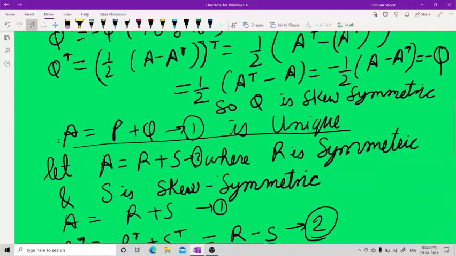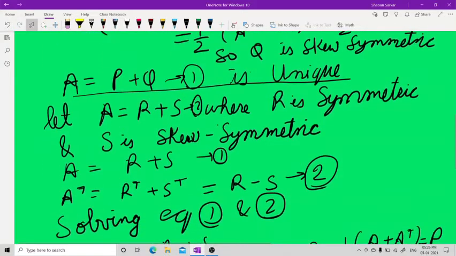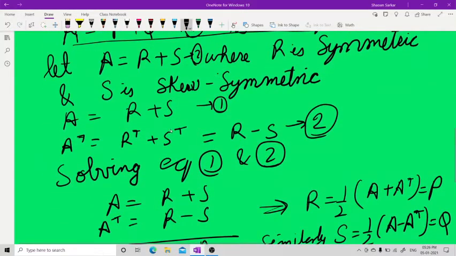Now I need to prove that P plus Q is a unique representation. Let A be equal to R plus S, where R is symmetric and S is skew-symmetric. Now take the transpose of A on both sides. A transpose is R transpose plus S transpose. Since R is symmetric, R transpose is R, and since S is skew-symmetric, S transpose is minus S. These two ideas I have to use here.